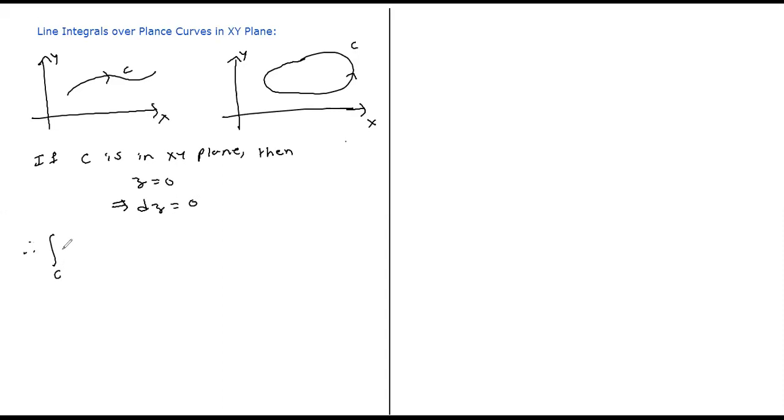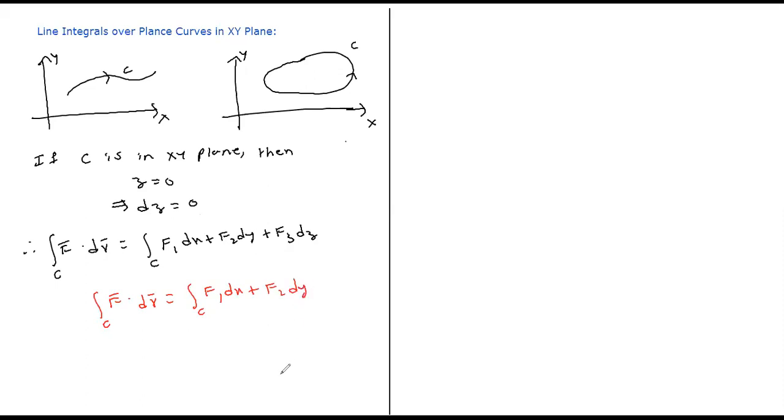Therefore, what is the integral over C of F bar dot dr bar? It is the integral over C of f1 dx plus f2 dy plus f3 dz, I said. But what is dz? dz is 0. Therefore, for a plane curve on the xy plane, the integral over C of F bar dot dr bar is simply the integral over C of f1 dx plus f2 dy. There will not be a third variable.